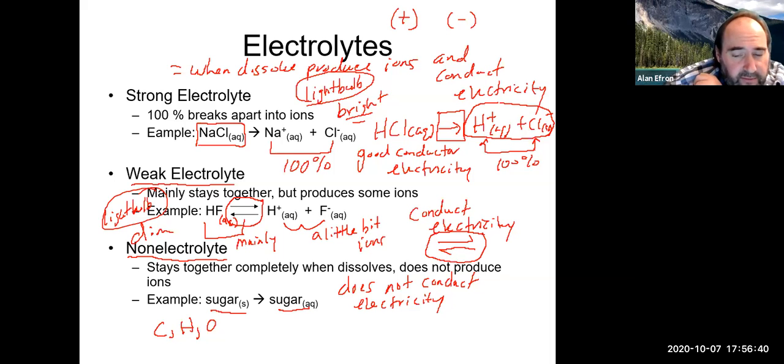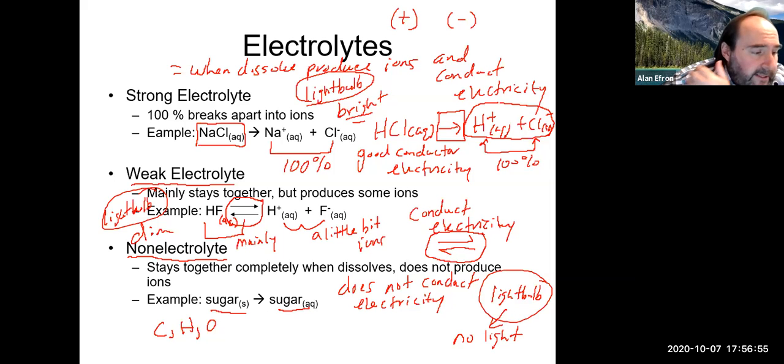Because you have no ions that are being produced, if you put the light bulb into that solution, you will get no light. So the light bulb will not go on in that case. And the main reason it will not go on is because, again, there is no ions that are present in that solution. Although it may dissolve, you got no ions.